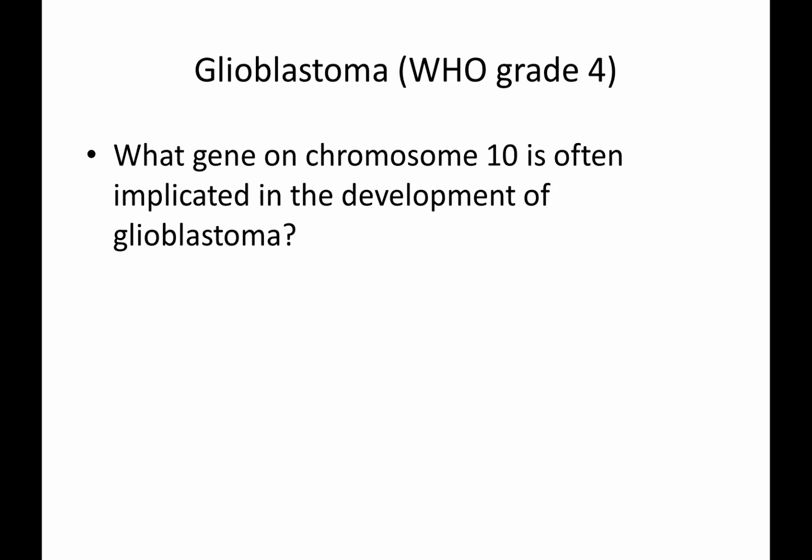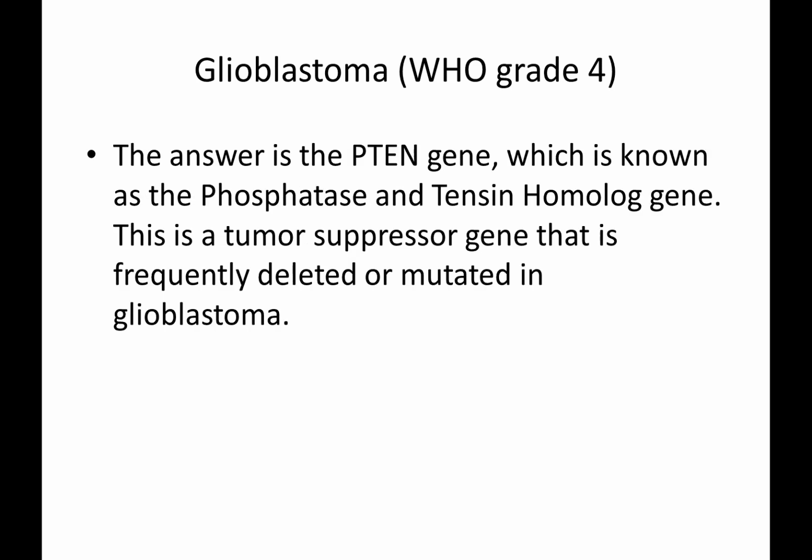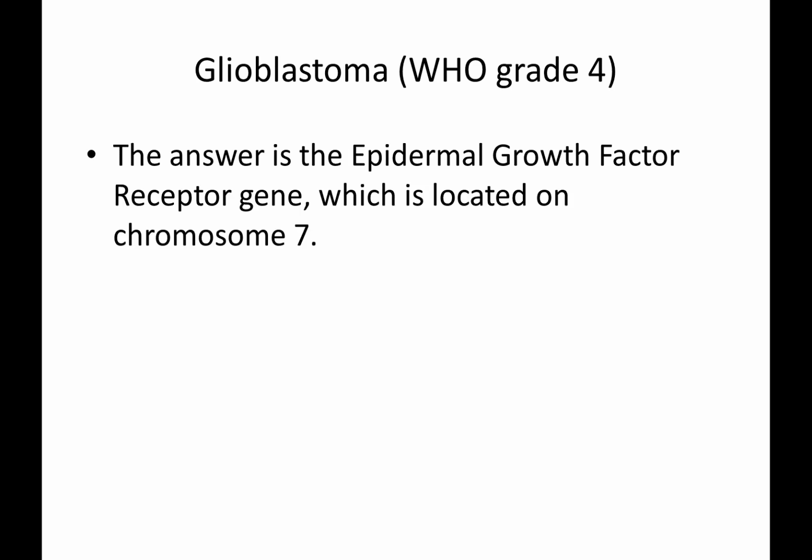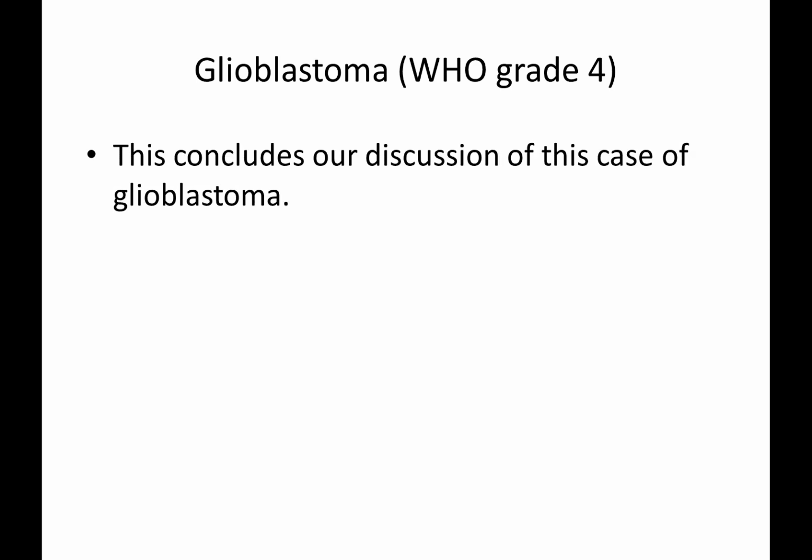What gene on chromosome 10 is often implicated in the development of glioblastoma? The answer is the PTEN gene, which is known as the phosphatase and tensin homolog gene. This is a tumor suppressor gene that is frequently deleted or mutated in glioblastoma. What gene is most commonly amplified in glioblastoma? The answer is the epidermal growth factor receptor gene, which is located on chromosome 7. This concludes our discussion of this case of glioblastoma.